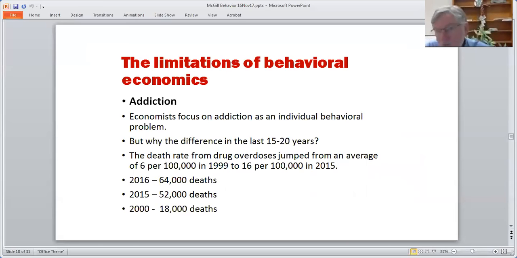Another thing is addiction. Economists tend to focus on addiction as an individual behavioral problem. Gary Becker, I think, wrote a book or a paper called Rational Addiction. Why do people do this? But again, why the big jump in the last 15 or 20 years? Around 1980, deaths from drug overdoses were about 6 per 100,000. Now it's closer to 16 per 100,000. So again, there must be some institutional, some policy, something that's happened above the level of individual behavior.